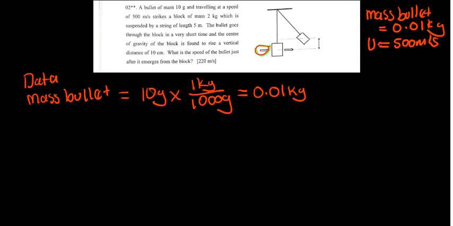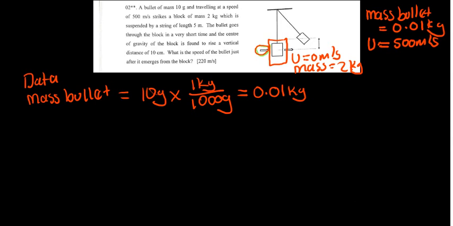Then what about our block? Our block, as you can see from here, was at rest. What was the initial speed? The initial speed was 0 meters per second. What about the mass? The mass is 2 kg.